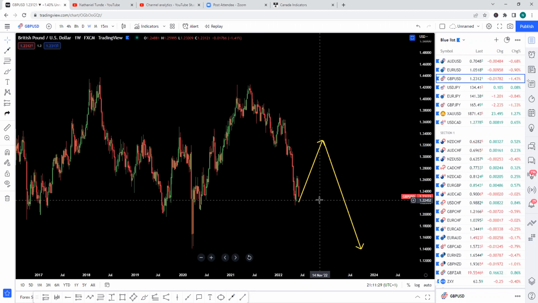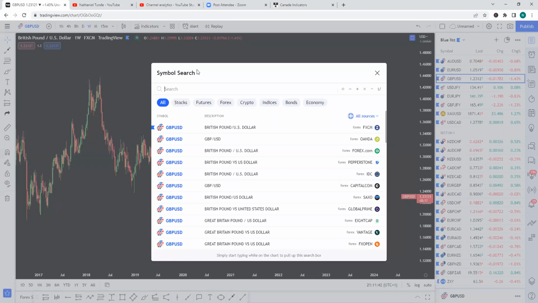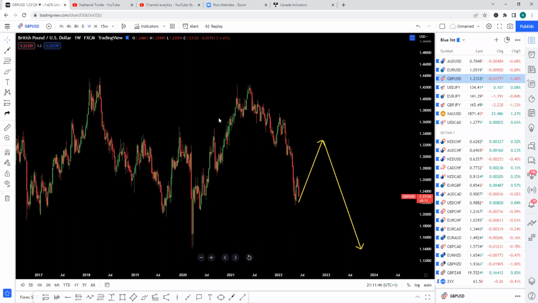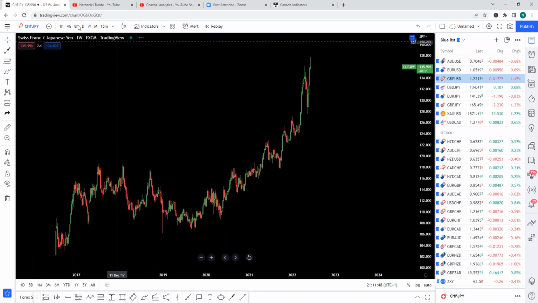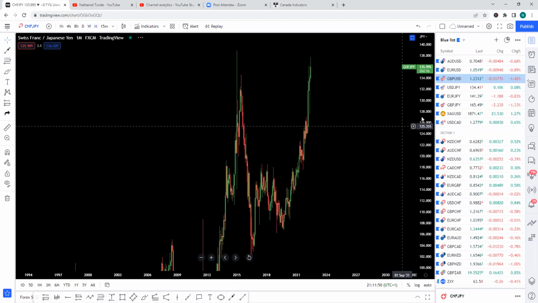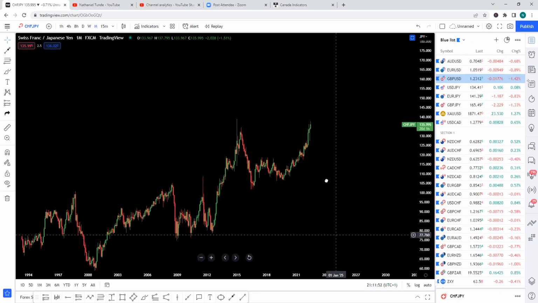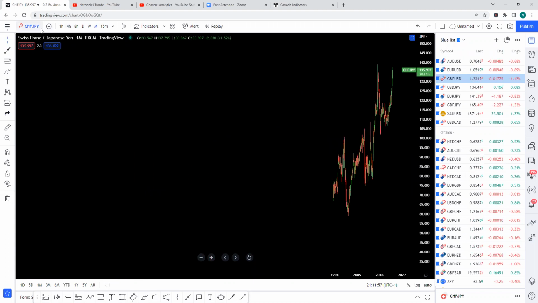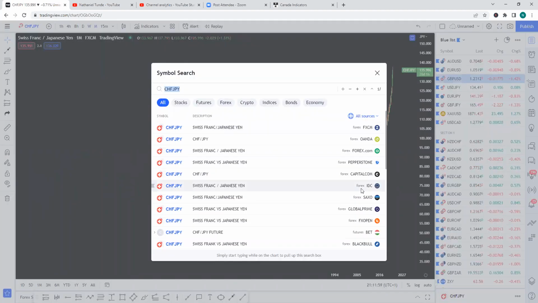What about the last one, CHF JPY? I think the yen pairs have been buying. They've been buying, yeah. I don't know about CHF JPY. Okay, monthly. Those are safe havens. Let's go to that.